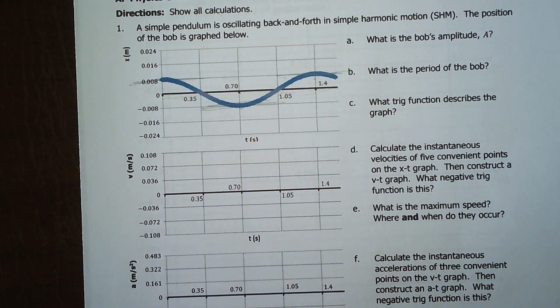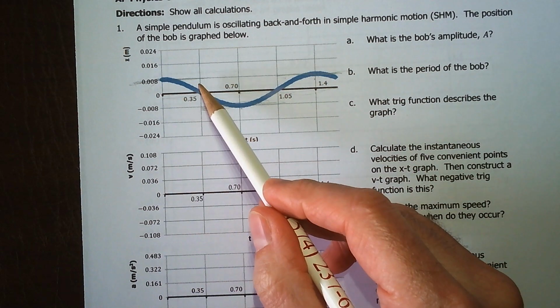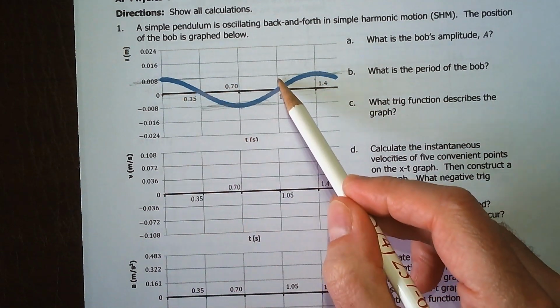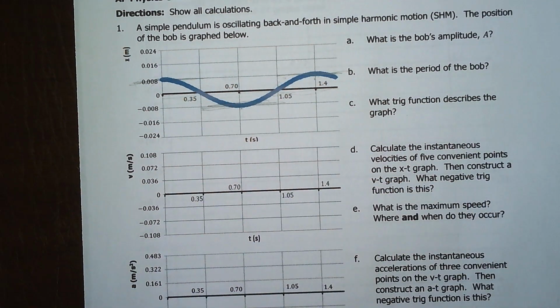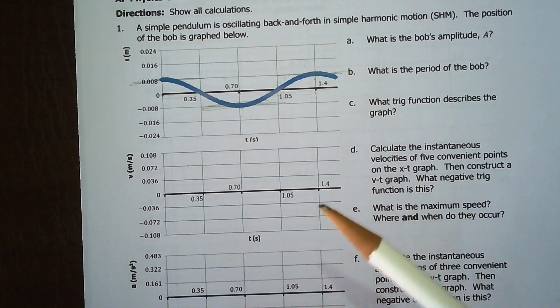Now that's only 3. You need to pick a couple more. I think I would pick right here and right here, and do the best you can, draw tangent lines and find the slope. Okay, so you're going to be finding the slope of those 5 locations. 3 of them are pretty easy. Once you've found them, then you're going to create a velocity time graph from them.